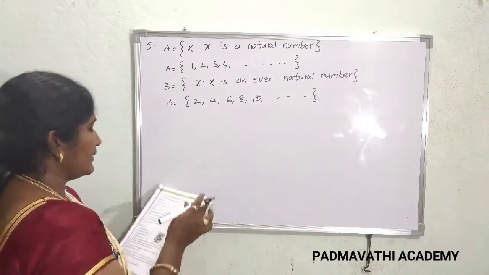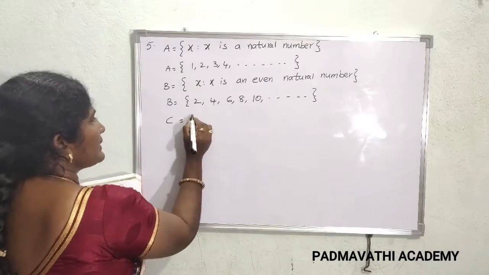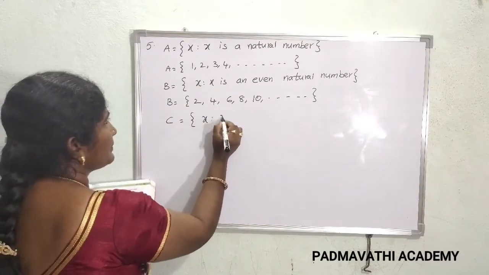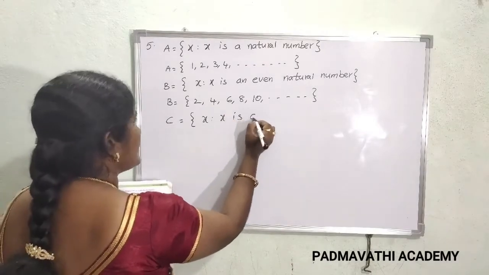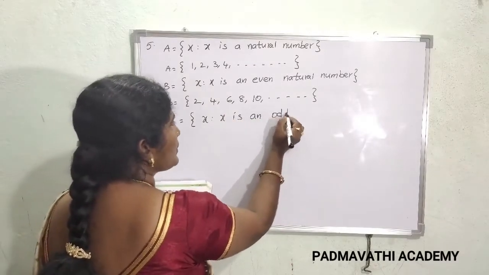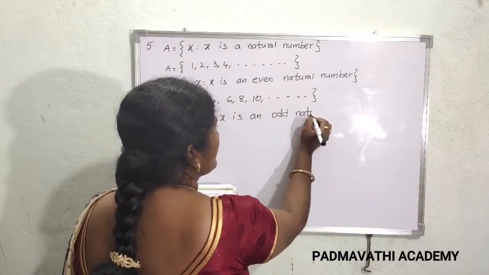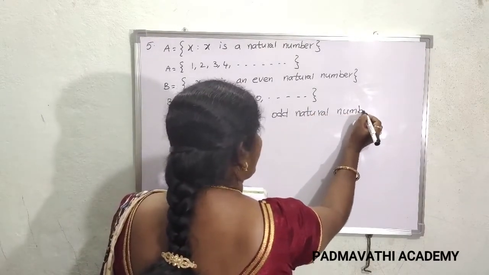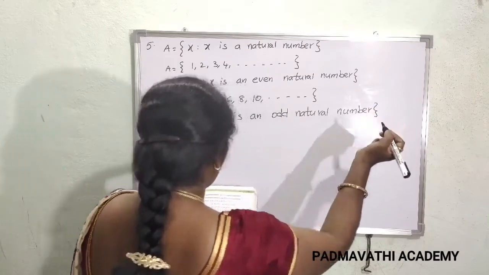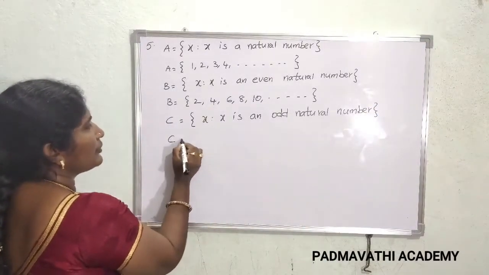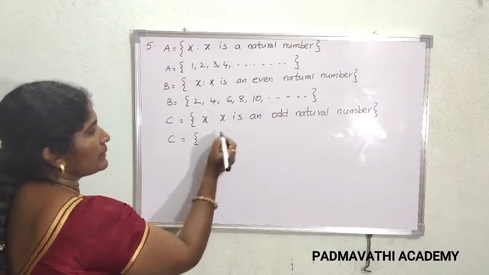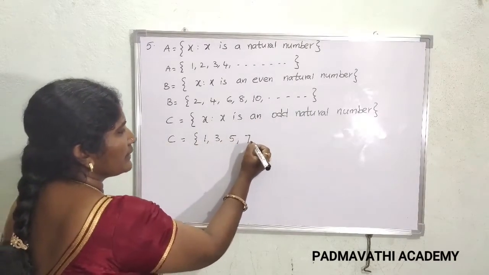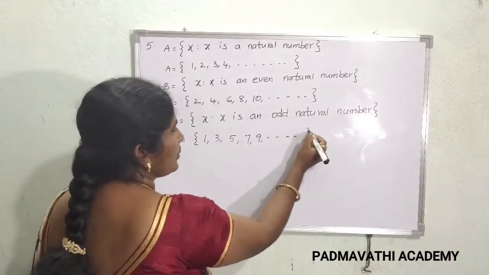Next, set C. What is set C they gave? X such that X is an odd natural number. Therefore, C is equal to odd numbers. Odd numbers means 1, 3, 5, 7, 9, and so on.